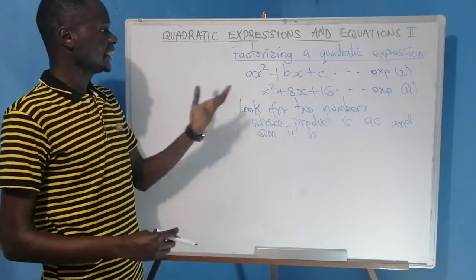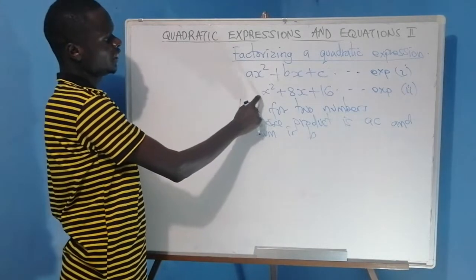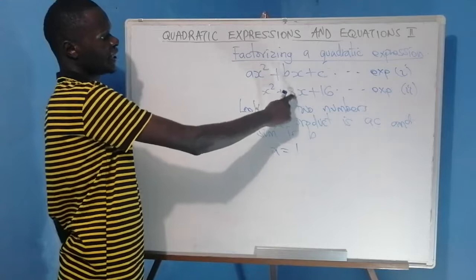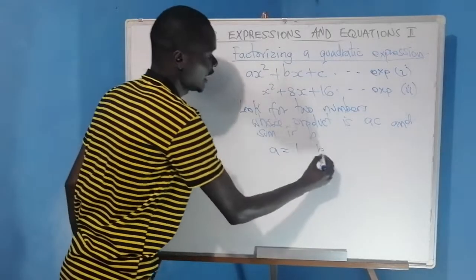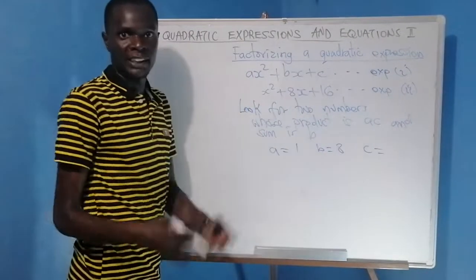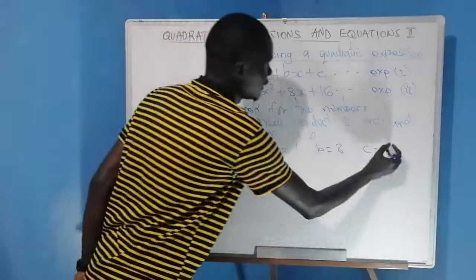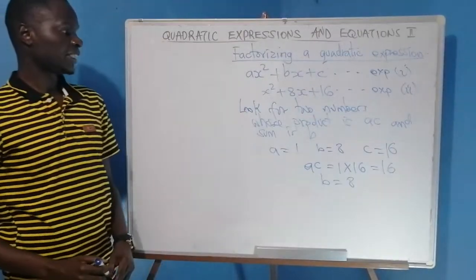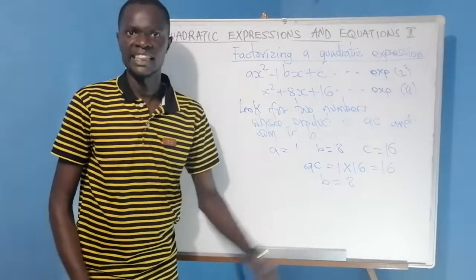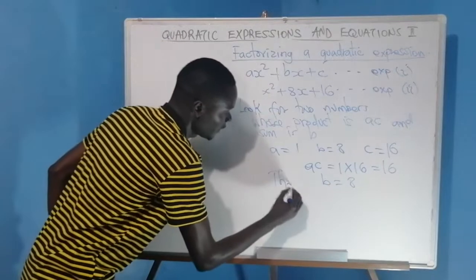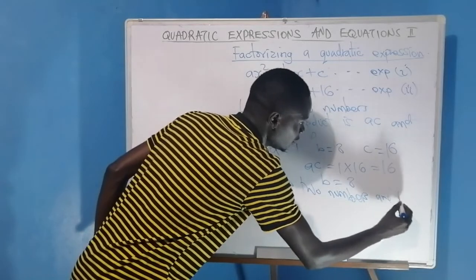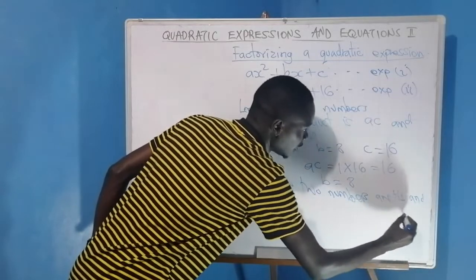So what is our AC here? Our A is the coefficient of x squared in expression 2, and therefore A is 1. Our B is the coefficient of x in expression 2, and therefore our B is 8. Our C is the constant term, the term actually that stands alone, and that is 16. So what are these two numbers that if we multiply, we get 16, and if we add, we get 8? The two numbers are positive 4 and positive 4.